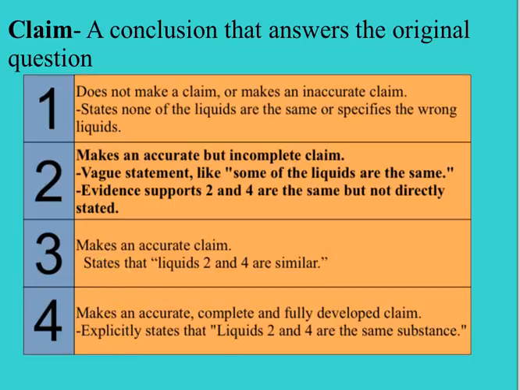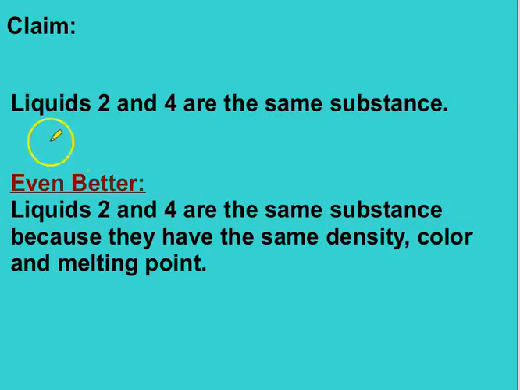So let's go through and let's look at this. So here's a good claim. Liquids 2 and 4 are the same substance. I would accept this. This is a claim that I definitely would accept as a 4. An even better one might be liquids 2 and 4 are the same substance because they have the same density, color, and melting point. So this one just adds a little bit more to it, makes it a little bit more solid. Again, I would accept this as a 4 because it's clear, it's concise, it's not vague.